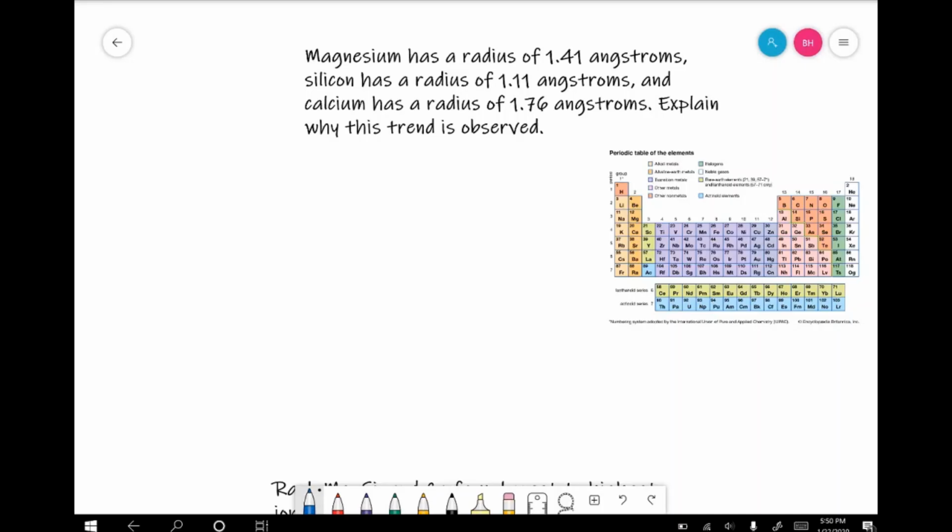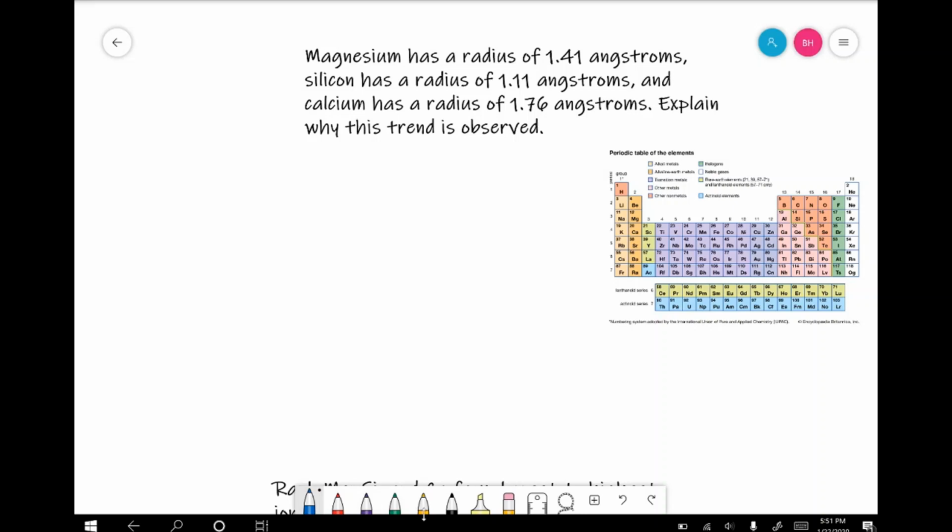In this video, we're going to be looking at two trends. The first trend that we're going to be looking at is the radius of an atom. And then the second trend we're going to be looking at is the ionization energy. So I have this prompt right here, and it says magnesium has a radius of 1.41 angstroms, silicon has a radius of 1.11 angstroms, and calcium has a radius of 1.67 angstroms. Explain why this trend is observed.